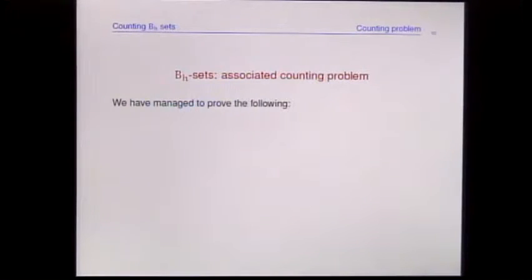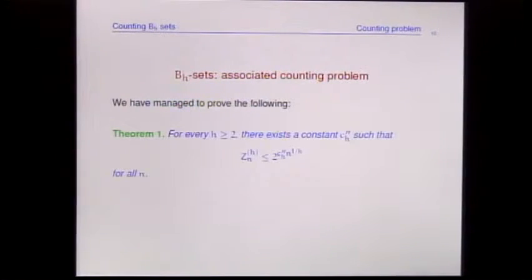Okay, so we were able to prove that actually the lower bound is correct in the following sense. So for every h, so for Sidon sets and B_h sets in general, for some constant c_h double prime, the number of such sets is at most 2 to the n to the 1 over h. So this is the lower end of that big range that we had. Okay, so this is the first thing.